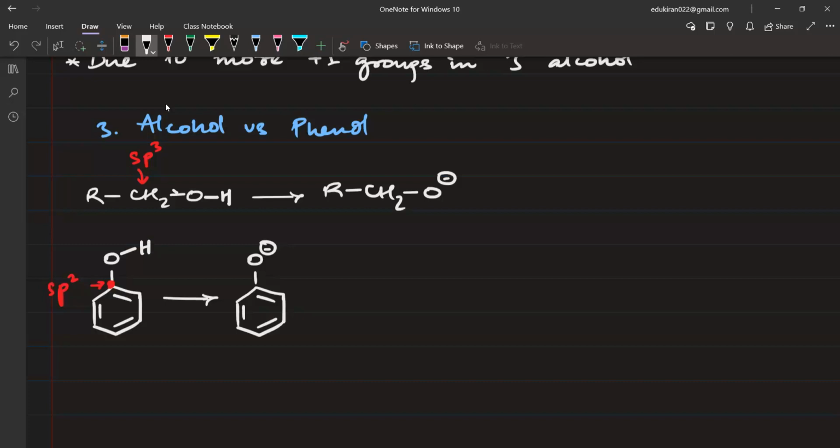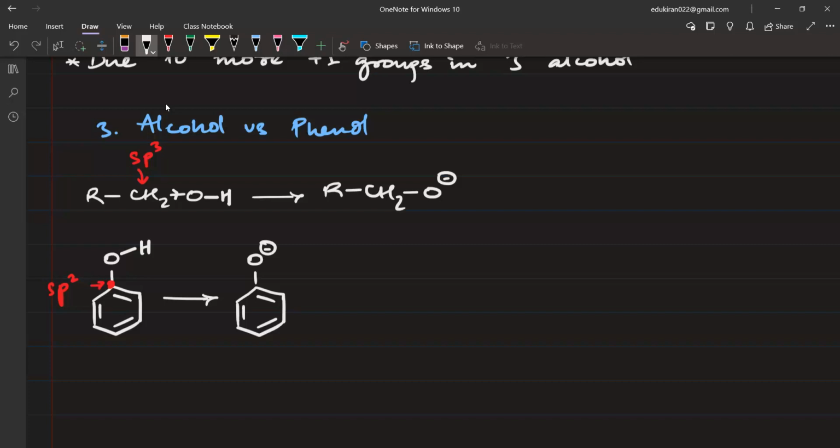This sp3 is giving electrons to the oxygen atom, but this sp2 wants to take electrons. Oxygen says, I also want to take electrons. So there is some push and pull between them. That is why oxygen says, okay fine, don't give me electrons, I will take electrons from hydrogen.